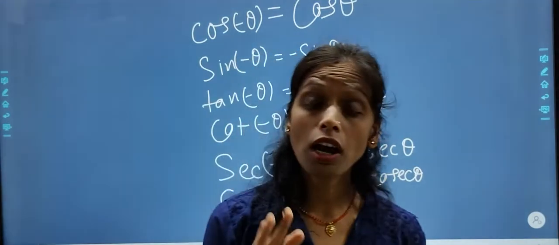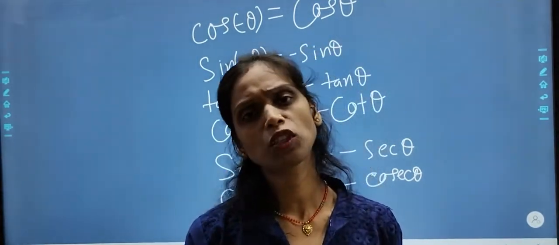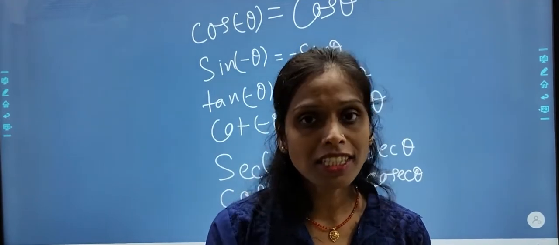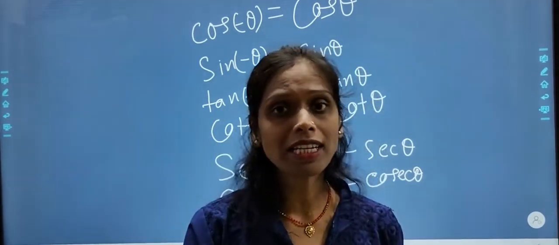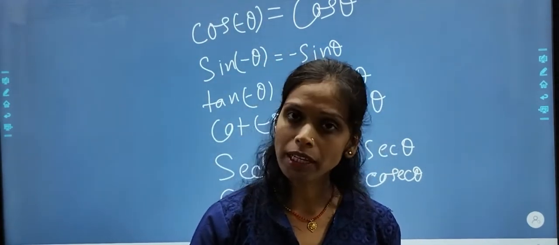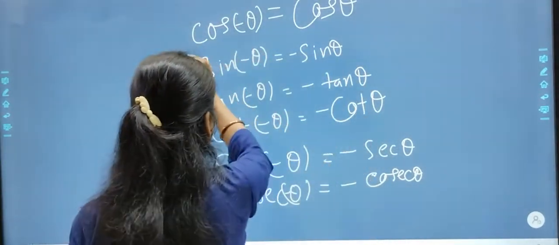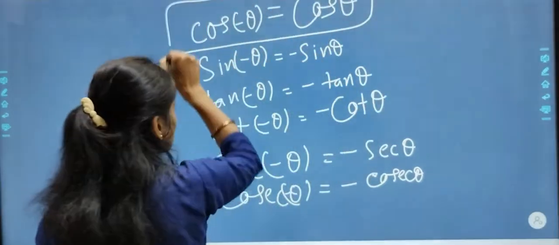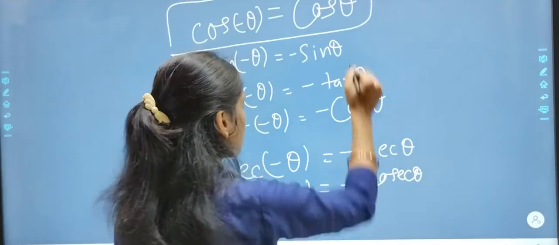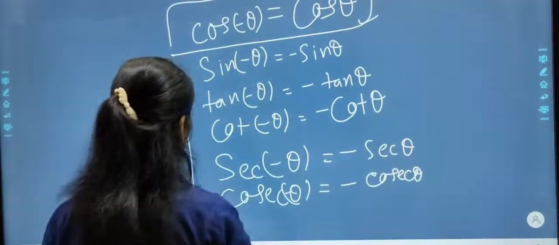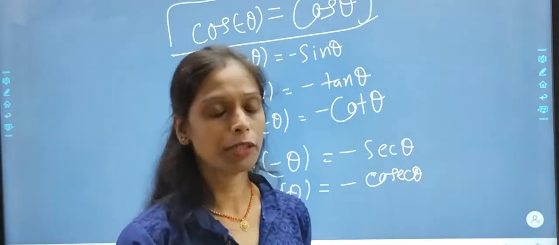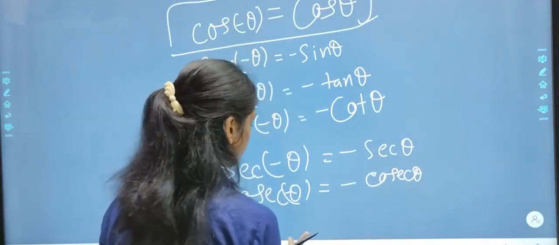Always keep in your mind that cos minus theta is always cos theta, and the rest of that will be negative. Like you can see here, this is the only positive and the rest of that is negative. Then always keep this formula in your mind.